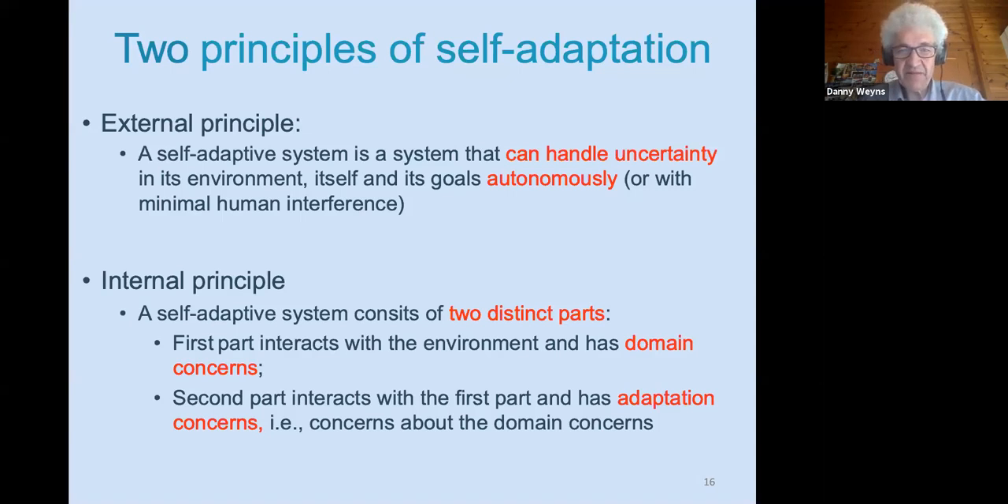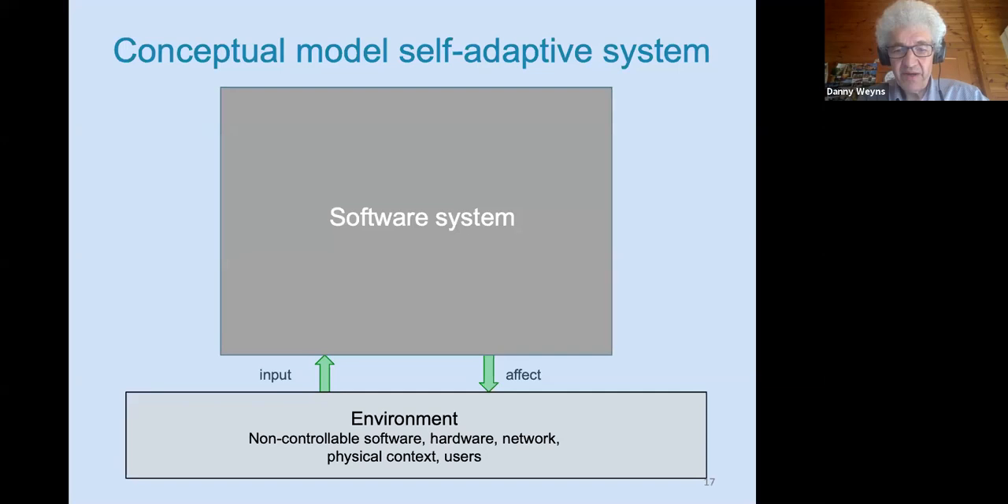Let me clarify that in a conceptual model. Here you see a very high-level representation of what a software system can look like. So a software system acts in some environment. So it takes input and it affects the environment. And what distinguishes the environment from the system has basically to do with the level of control. What you cannot control is considered the environment. Users and hardware and the like.